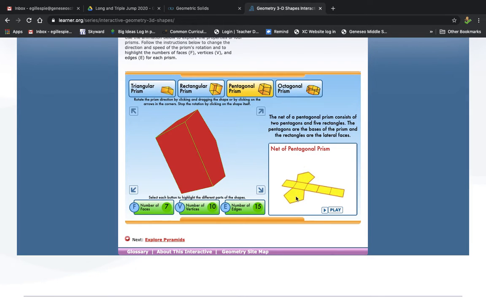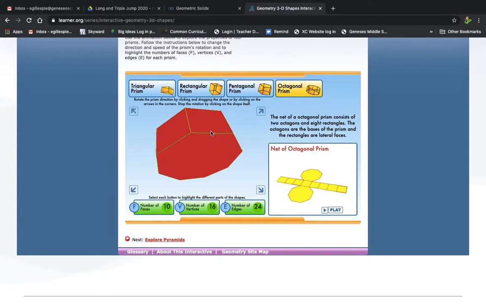You can see there's the 2 pentagons, and then 1, 2, 3, 4, 5 rectangles going along the side, and you can watch that get folded up. So again, I'll let you guys play with this, but this would maybe help you understand what prisms look like. An octagonal prism would just be a prism that has 2 octagons that are parallel and congruent to each other. So those are your bases. And then 8 rectangles going along the side.